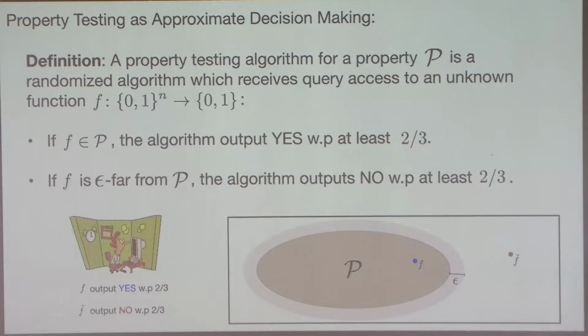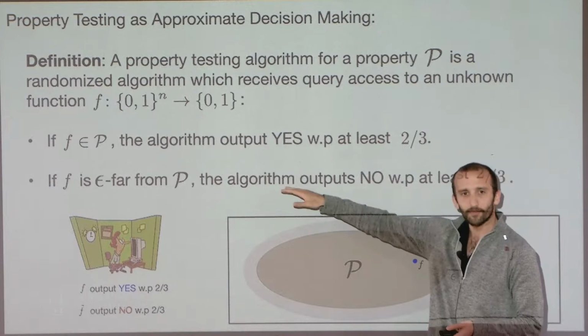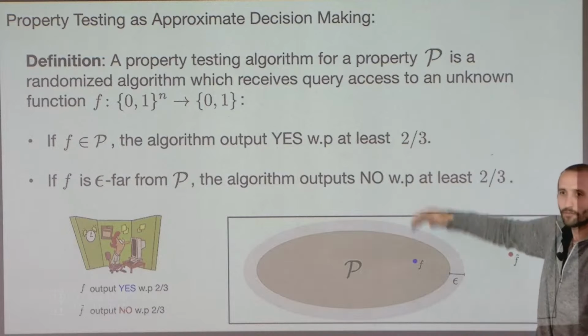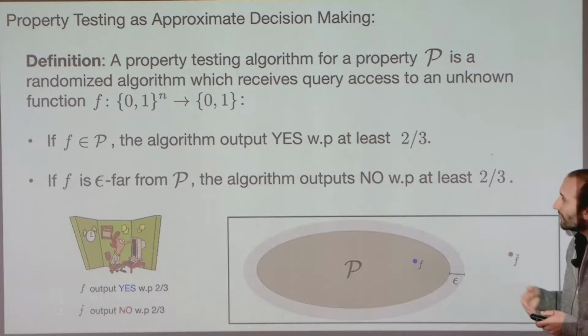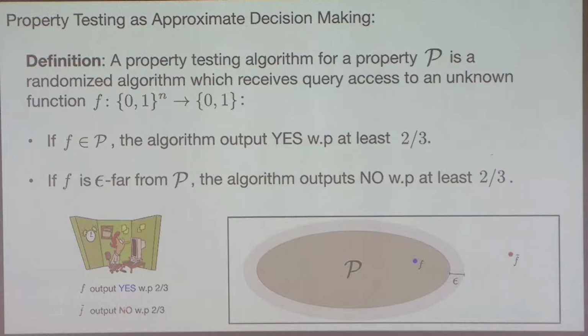So what's the definition? A property testing algorithm for a property P, think of this as the functions that you're interested in. In the previous case, it was the constant 0 function. It's a randomized algorithm which receives query access to some unknown function. And the guarantee, or what you want from the algorithm, is that it satisfies this approximate condition of determining whether it has a property. So if the function does have the property, or the function lies in the set of functions which have the property, then the algorithm should output yes with probability at least 2/3. And if the function is what's called epsilon far from having the property, the algorithm should output no with probability at least 2/3. Okay? So I'm going to talk about exactly what I mean by epsilon far.